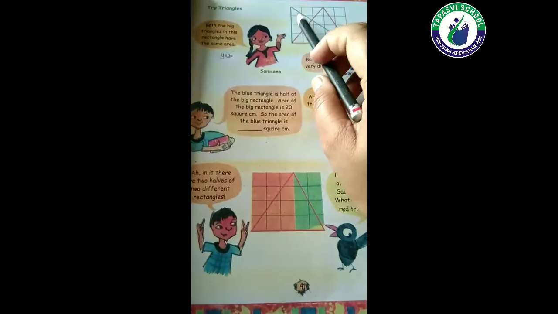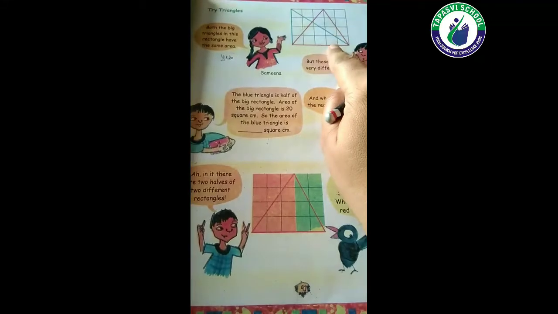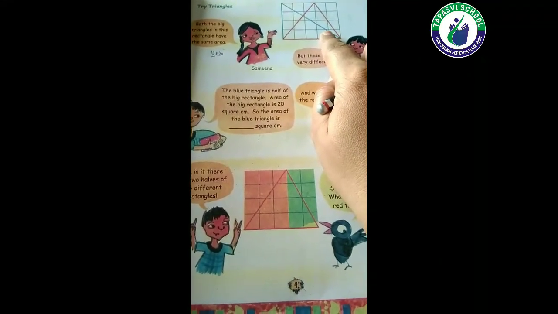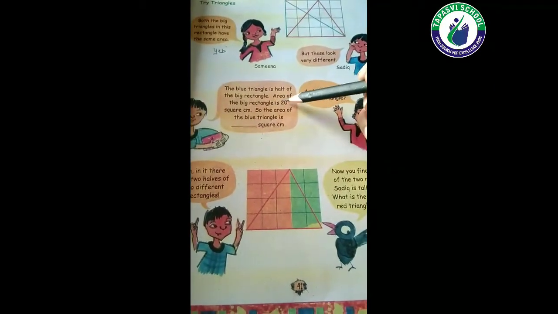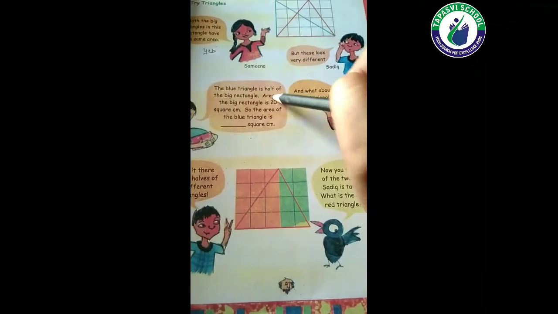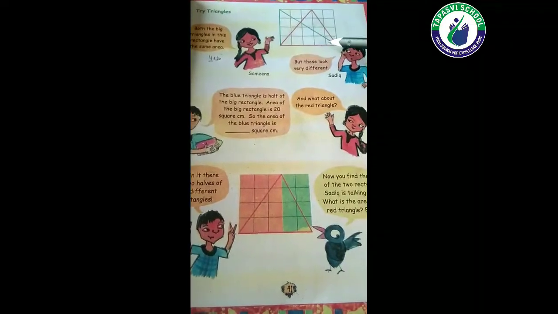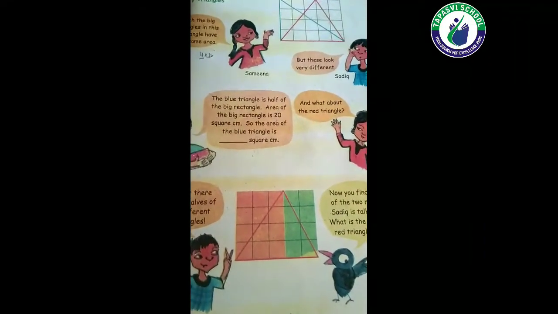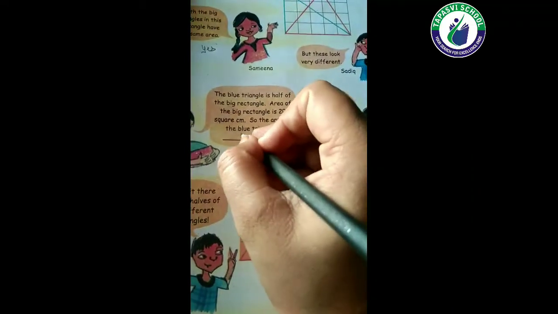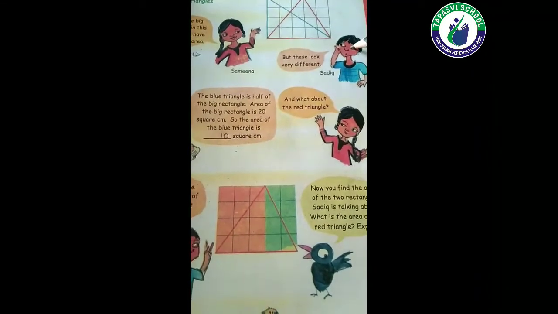As I told you just now, this blue triangle is half of this big rectangle. That means whatever is the area of the rectangle, you have to consider the area of the triangle as half. So the area of the big rectangle is 20 square centimeter. So the area of the blue triangle: now if the blue triangle is half of this rectangle, we have to consider the area of the blue triangle as 10, right? Because the triangle is half of the rectangle, it is half, right?